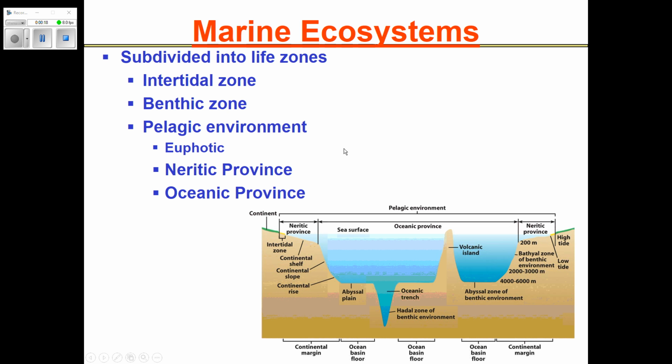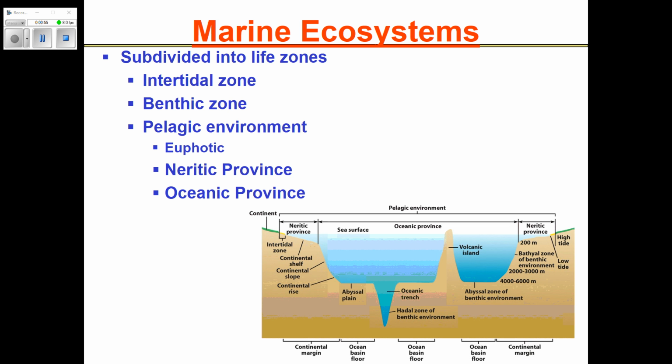Okay, just to remind you from yesterday, for our marine ecosystems, first of all, marine means that we're going to have salt water versus our fresh water. Remember that our fundamental division is going to be salinity between the two of those. But for our marine ecosystems, we can divide it into different life zones. So we have our intertidal zone, the benthic zone, the pelagic environment. I also added in the euphotic zone, and the neritic province and the oceanic province. So looking at this picture from your textbook, it has all of the zones except for the euphotic zone.